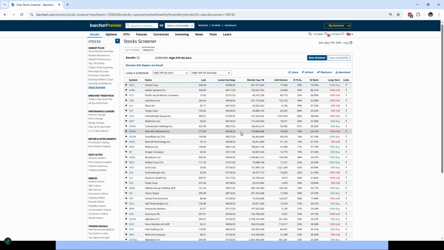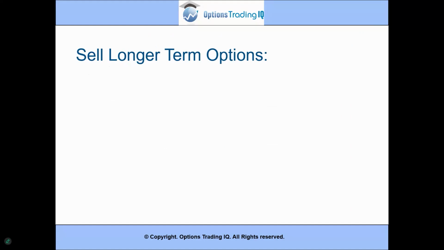So that is one of the trade-offs. You have to decide whether you're willing to accept the earnings risk in exchange for selling that high implied volatility. But that's a scanner that you might like to run to find stocks with a high IV percentile or IV rank. The second thing you can do is sell longer term options.